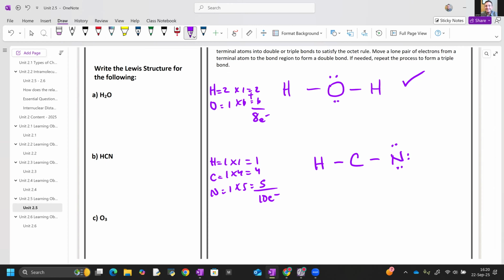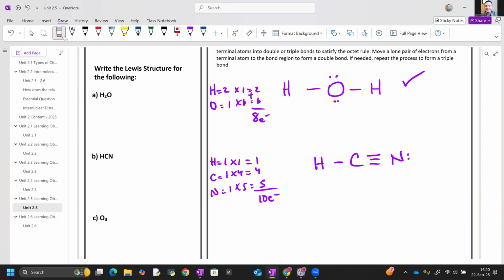For every 2 that we're short, we're going to add another covalent bond. We can't add a covalent bond between carbon and hydrogen because hydrogen can't take that. So we're going to add a bond here and a bond here. Now when we do that, carbon has 8, but nitrogen has 2, 4, 6, 8, 10, 12. So we have to remove those 4 electrons that we just added between carbon and nitrogen and take them away.